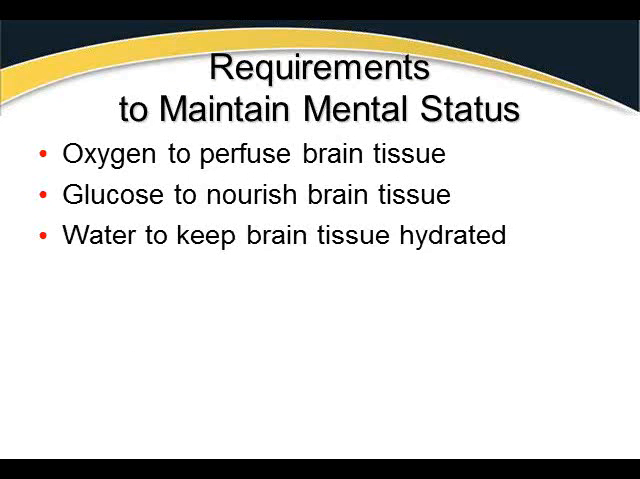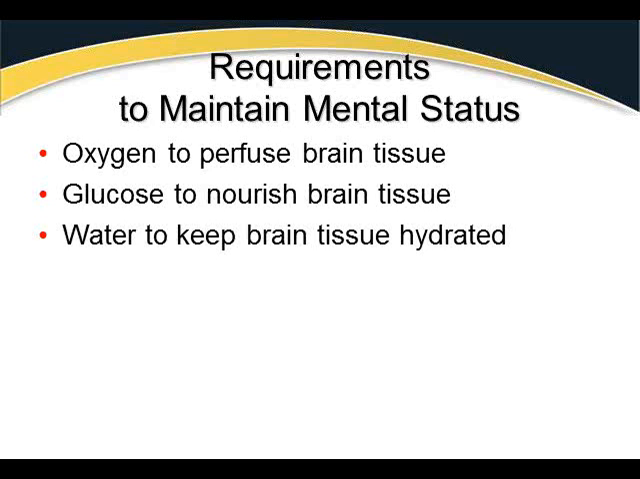Requirements for a good mental status, an alert mental status, are really the three major components that people need to live: oxygen, sugar, and water. So without those, the brain shuts down. Oxygen is needed to perfuse the brain, glucose to nourish it, and then water to keep it hydrated. A significant amount of your brain tissue is water, as is most of your body tissue, but probably more so in your brain. Oxygen and glucose are really the two things that it absolutely has to have up there constantly.